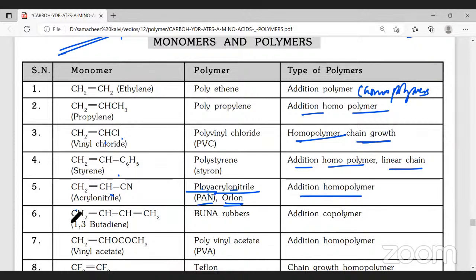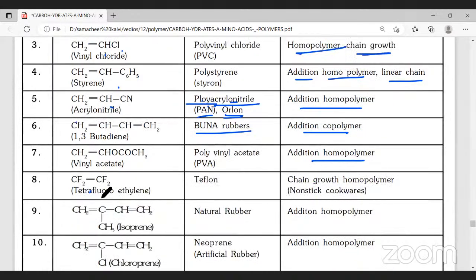Likewise, 1,3 butadiene, Buna-S rubber, addition polymerization. Vinyl acetate, polyvinyl acetate, addition homopolymer. This is CF2 double bond CF2. It is tetrafluoroethylene. This tetrafluoroethylene, when we polymerize, we get Teflon. We would have used Teflon tapes to prevent leakages, and Teflon non-stick cookware. In modern day cooking, we use non-stick cookware. So that is nothing but Teflon coated.